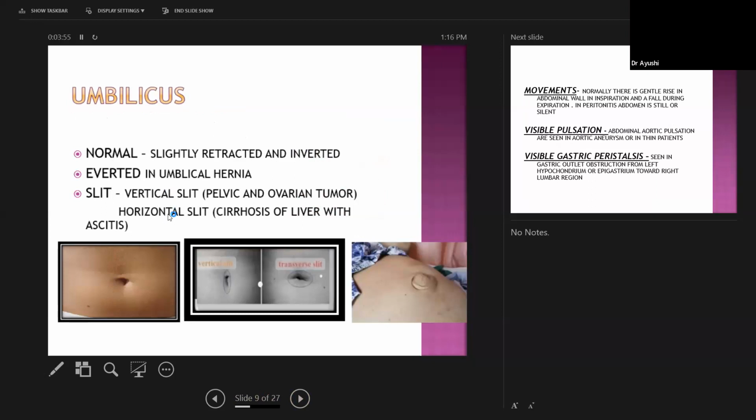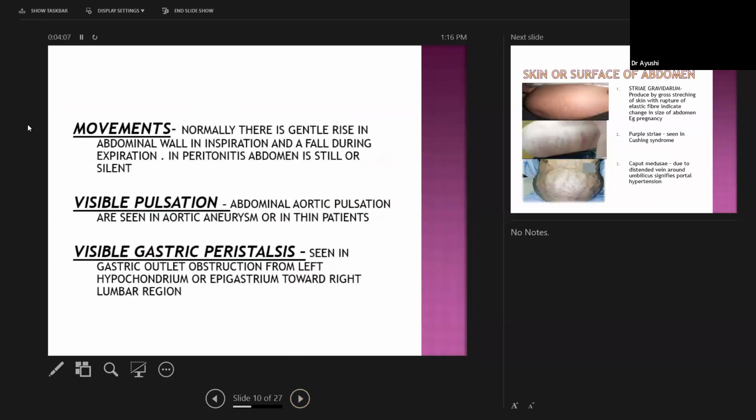If we are seeing a vertical slit, as in the diagram, it is because of a pelvic or ovarian tumor. And if there is a horizontal slit, it may be because of ascites, that is because of cirrhosis of the liver. Then we can also inspect the movements, the visible pulsation, and the visible gastric peristalsis.